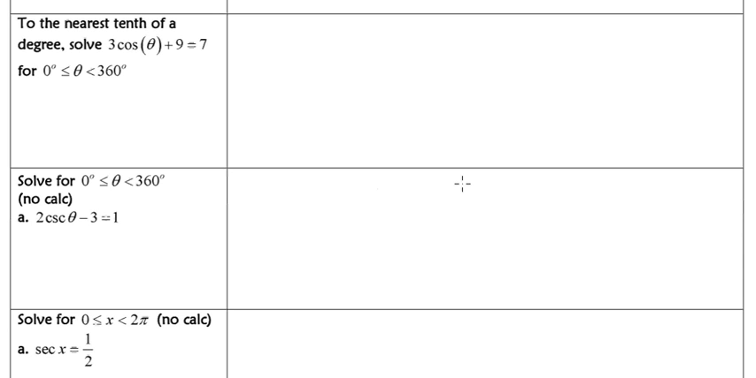All right, here we go. To the nearest tenth of a degree, solve 3 times cosine of theta plus 9 equals 7. And our range here, our domain, is going to be 0 degrees to 360 degrees.